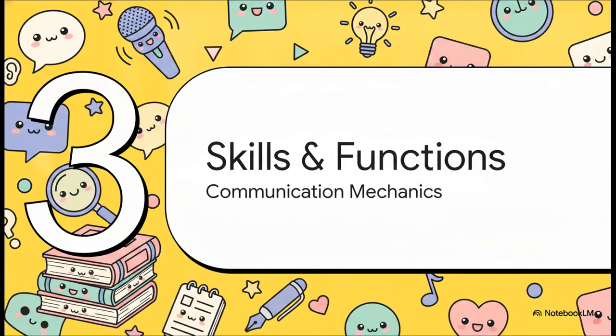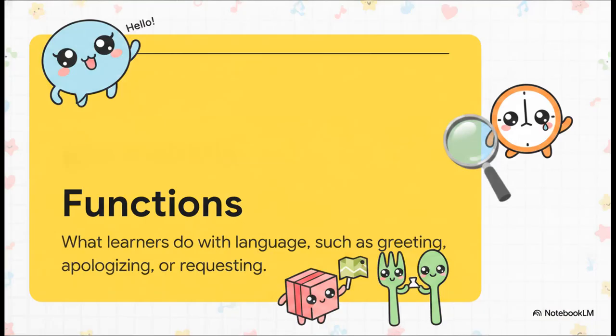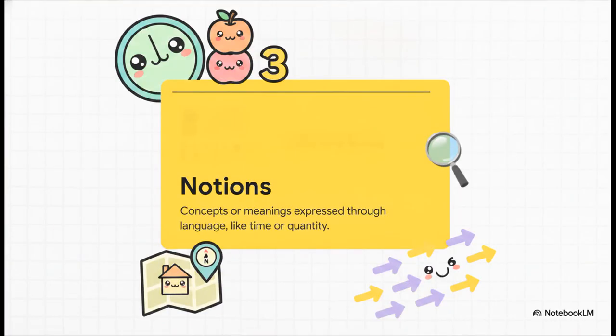Section 3, Skills, Functions, and Notions, the communication mechanics. Because once you have that linguistic foundation, you need the active components to actually put it to use. Let's start with functions. Now, this can sometimes be kind of a confusing concept for folks, but basically functions are the practical actions we take when we speak. It's what learners actually do with the language. Are they greeting someone? Apologizing for being late? Making a request? Suggesting a restaurant? Those are all functions. Then we have notions.